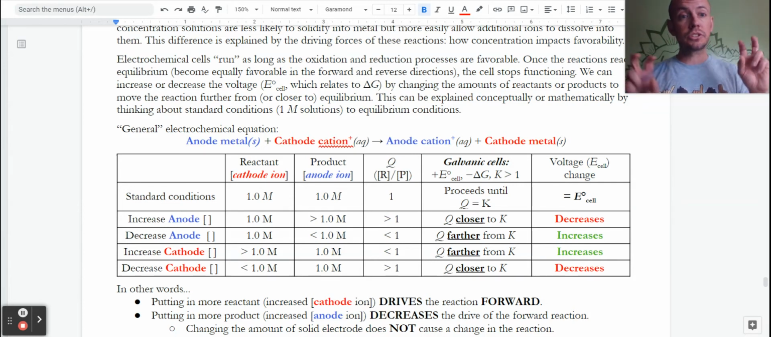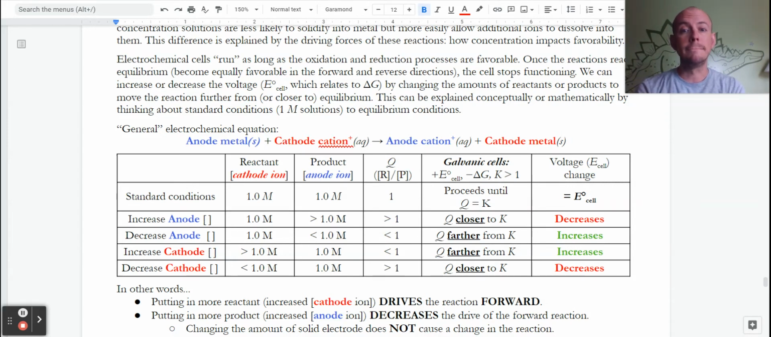This wants to be increased until it continues to react. So either of those, putting more of this in, throws this off or throws that off. Both of those lower our Q value. It takes it farther away from K, so it drives it even more in that way.